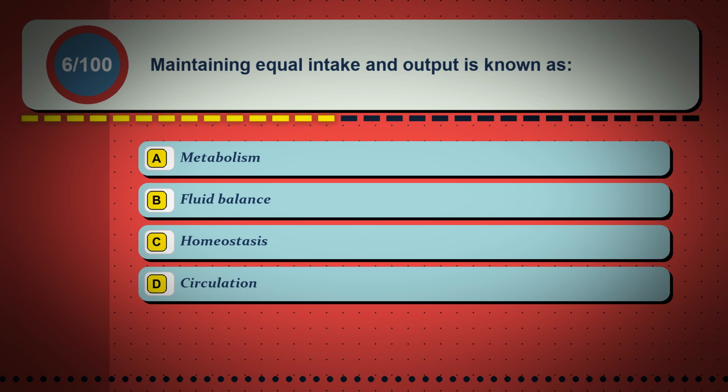Question 6. Maintaining equal intake and output is known as: Option A. Metabolism. Option B. Fluid balance. Option C. Homeostasis. Option D. Circulation.